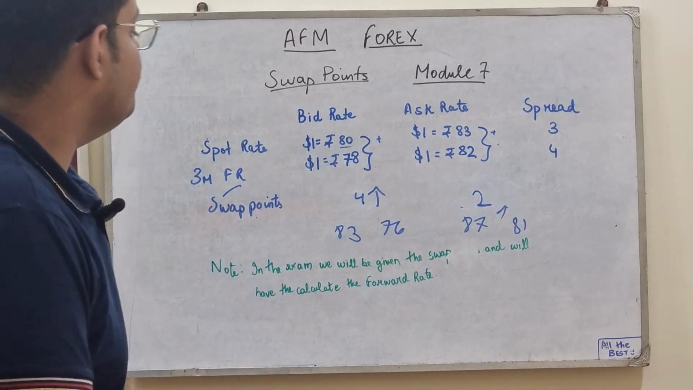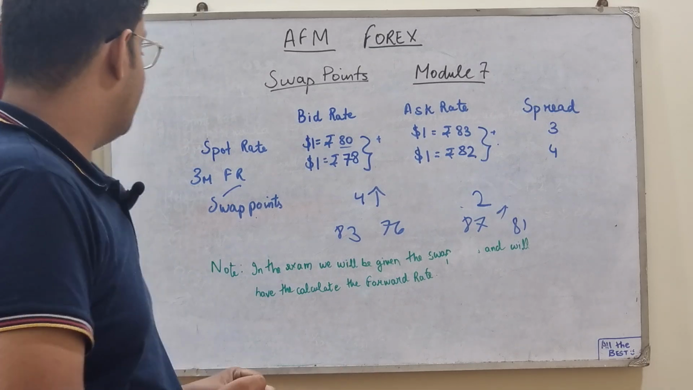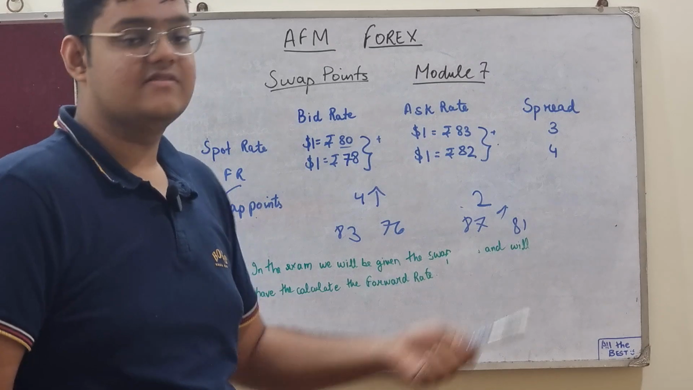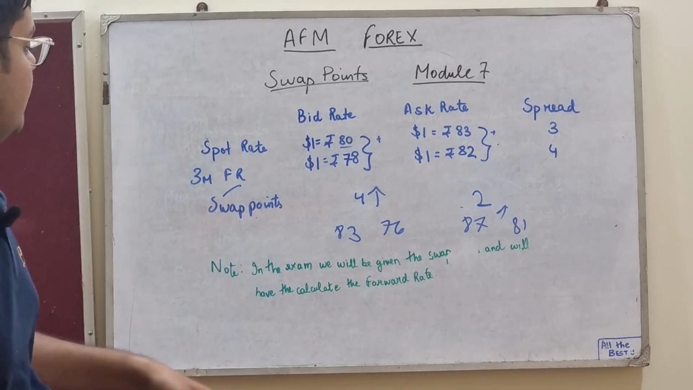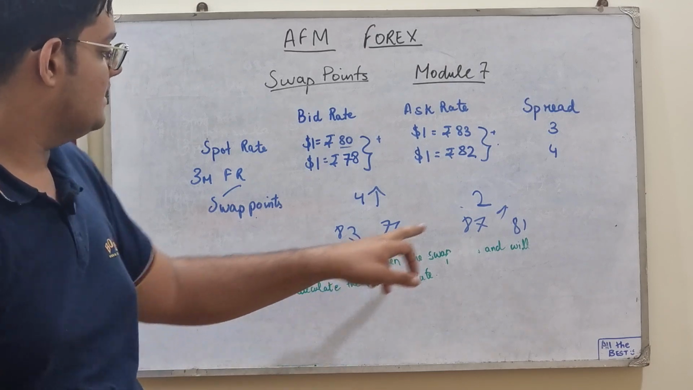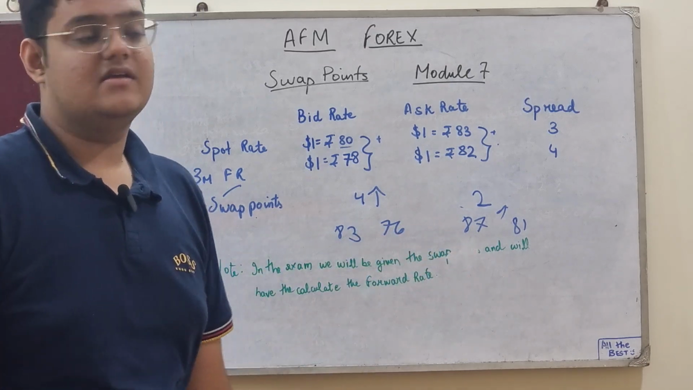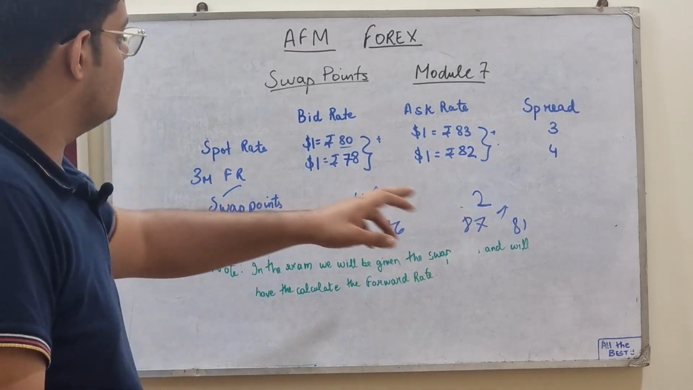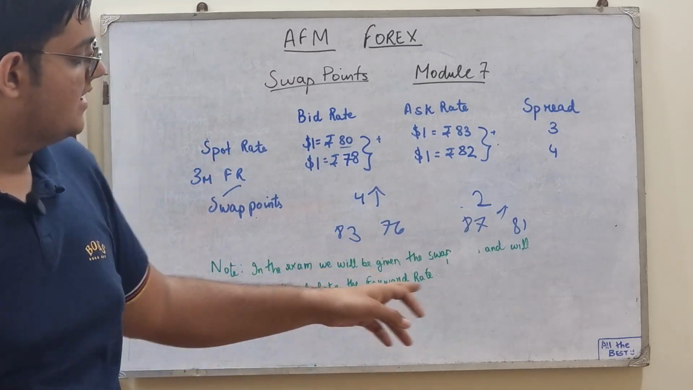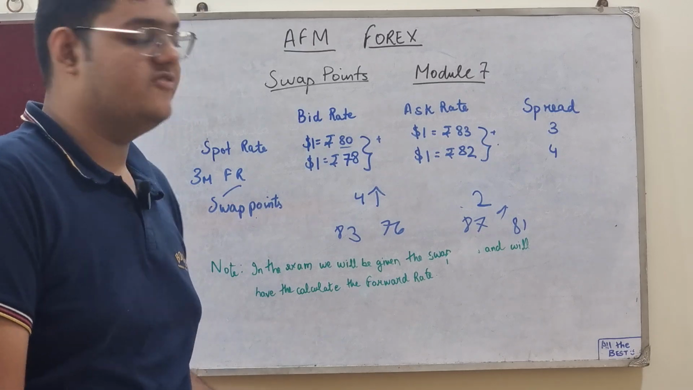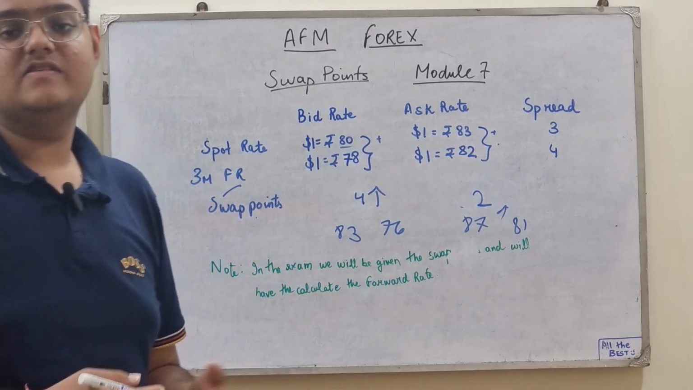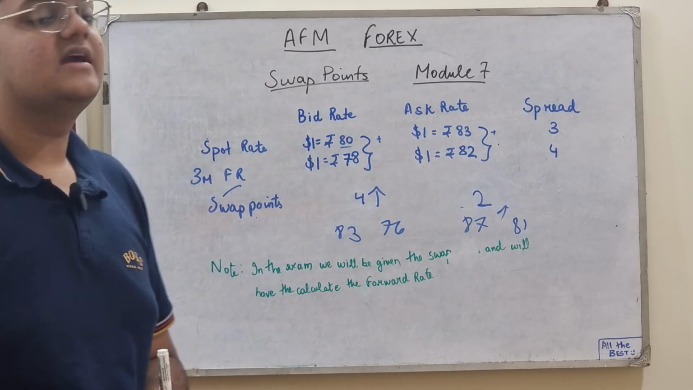The one thing that helps me understand this is, no matter what the swap points are, ascending or descending, the spread always increases. You can check that out. For example, when the swap points were 3 and 4, you got 83 and 87, that is a spread of 4. When you get swap points as 4 and 2, you get 76 and 81, that is a spread of 5. So if you can't remember ascending and descending, just remember, do whatever increases the spread.